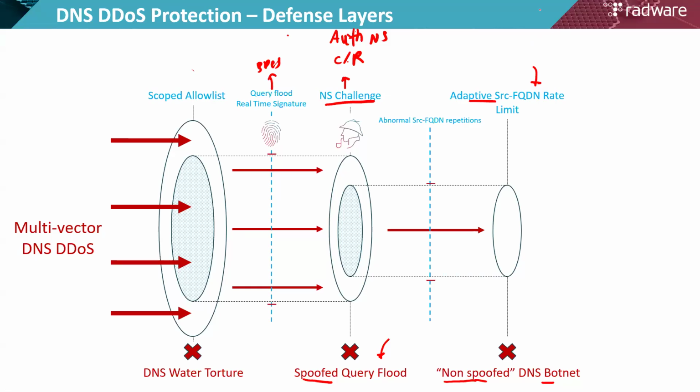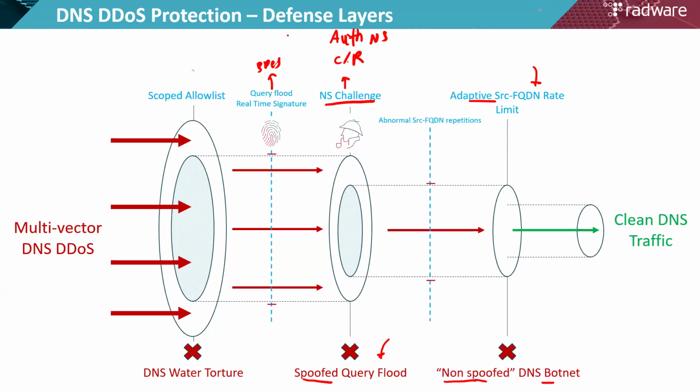First, the scoped allow list, which eliminates recursive DNS kind of attacks by blocking illegitimate or fake requests. Next is the BDOS engine, which protects you against query flooding attacks. Third is the name server challenge, which is applicable only for authoritative name servers. Fourth is rate limiting, which protects you against non-spoofed or DNS botnet kind of attacks. And after going through all this, we will get clean traffic.